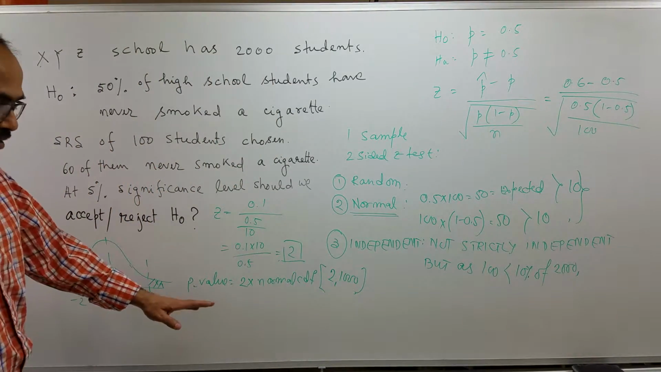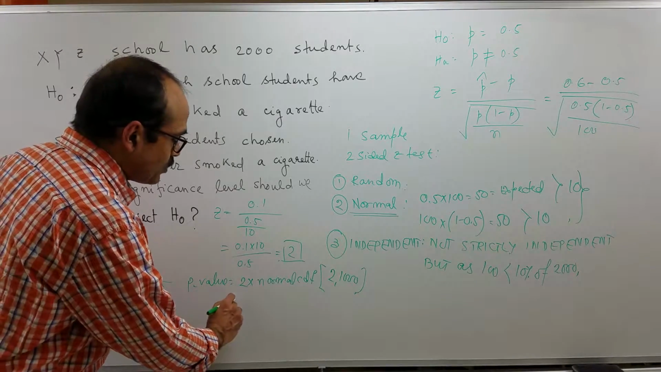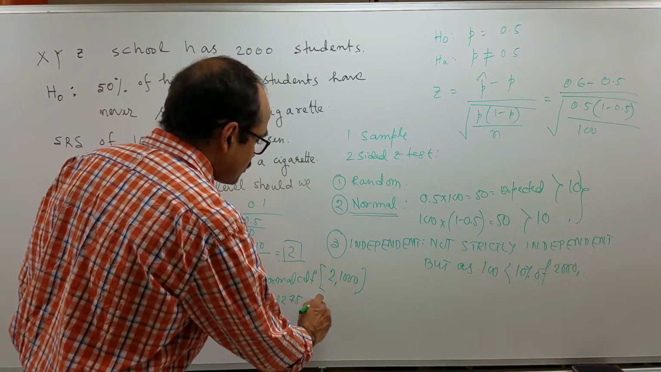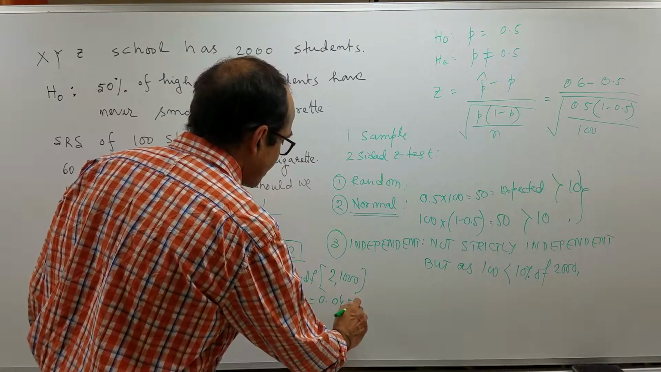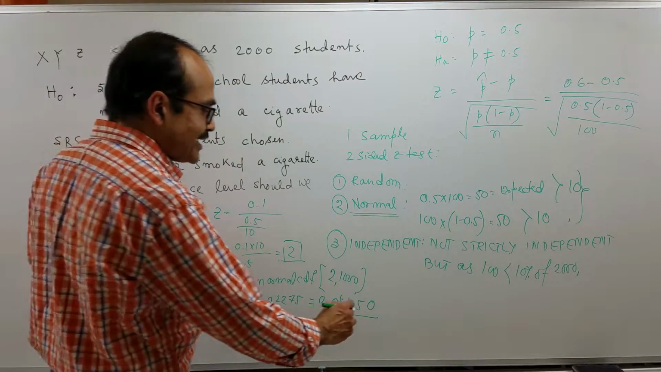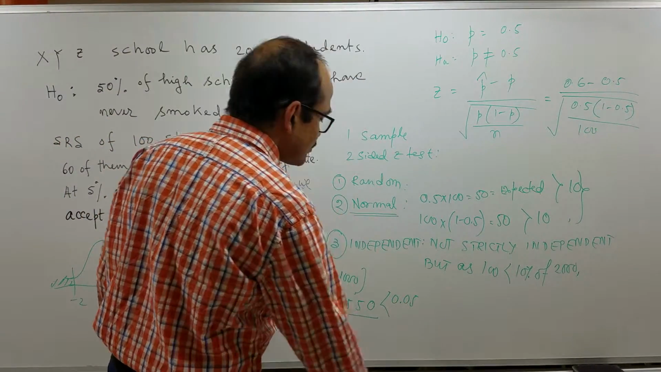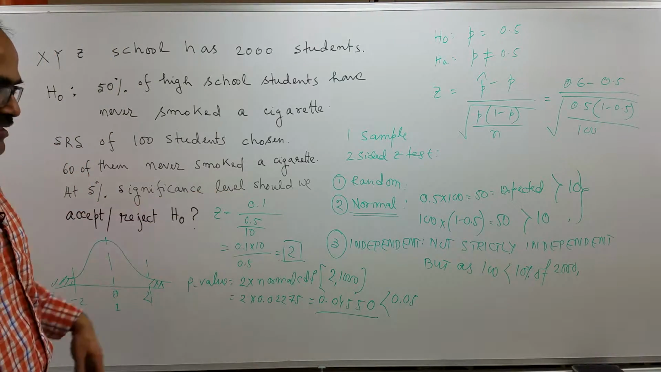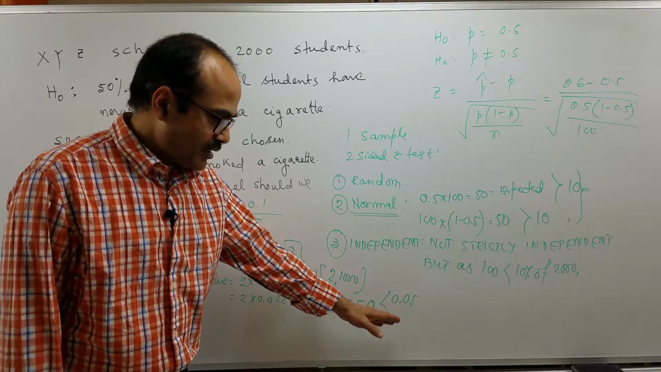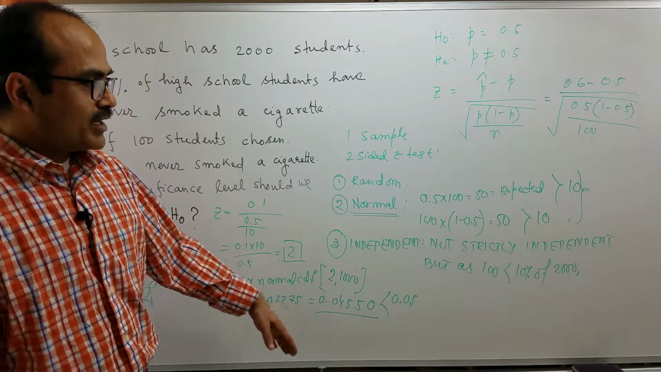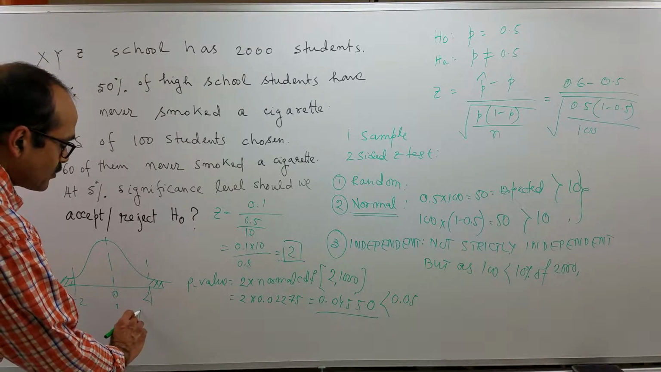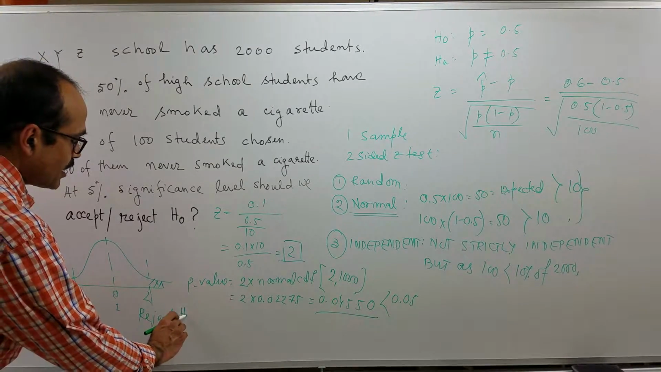So, 2 times normal CDF is the p value and that is equal to 2 times 0.02275, which works out to 0.04550. Now, this happens to be less than 0.05. So, at 5% significance level, the p value is less than alpha. Alpha is 0.05. So, since it is less than alpha, we can reject the null hypothesis. So, null hypothesis is rejected.